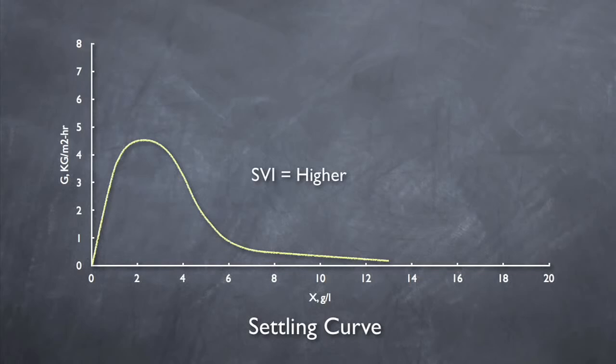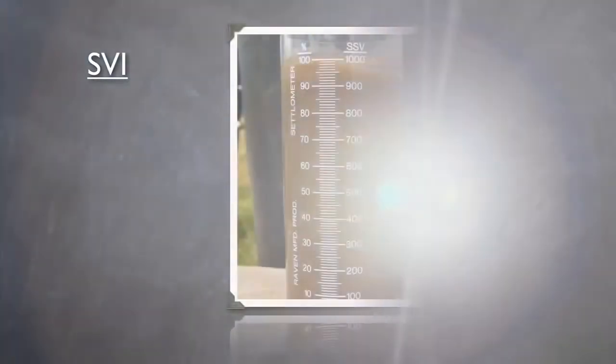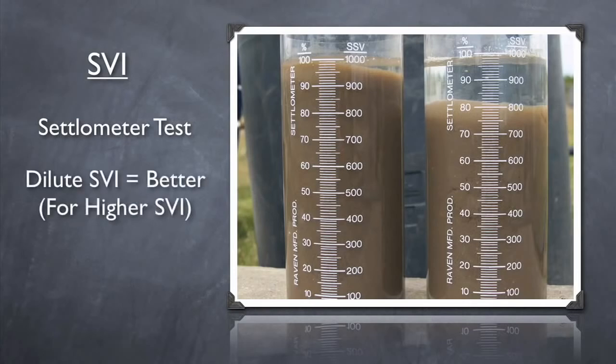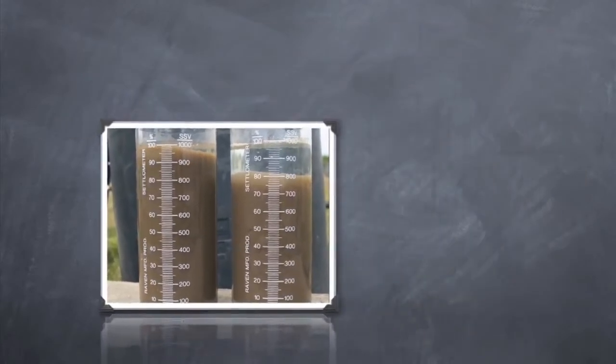But now that we know that SVI is important in determining the settling curve, how do we determine the SVI and what causes it to change? Well, the SVI can be determined by performing a settleometer test. Also, if you can, use a diluted sample to determine your SVI. This will allow for more accurate results, especially when the SVI is higher.